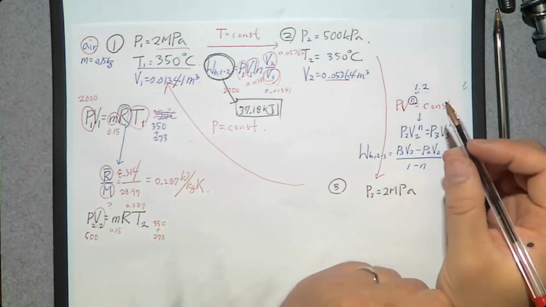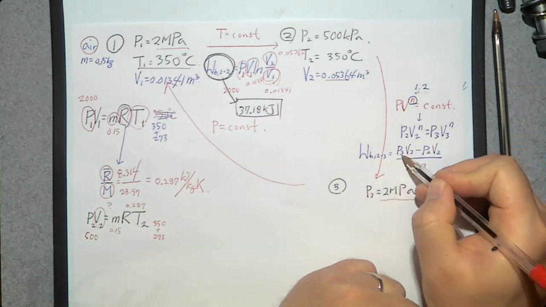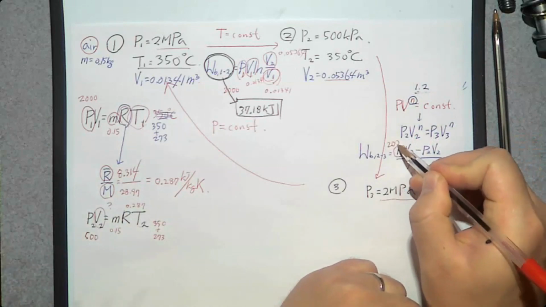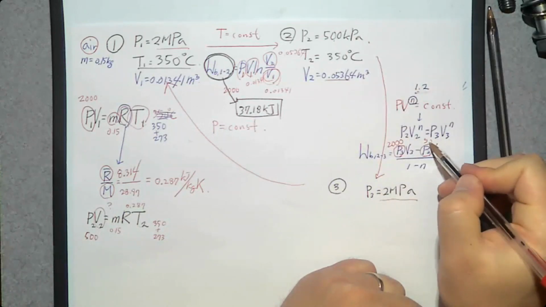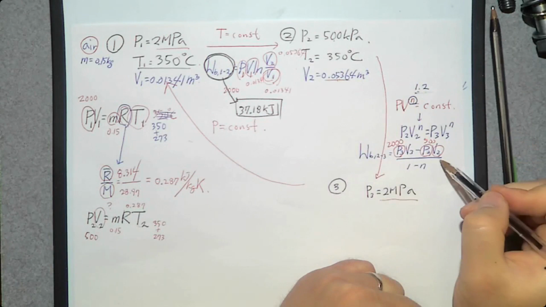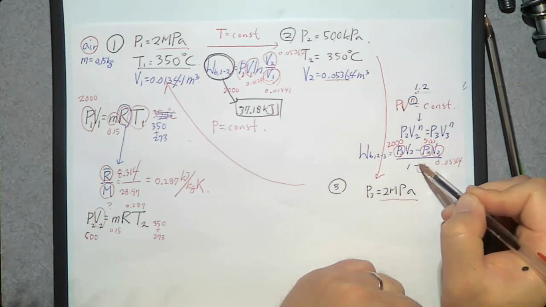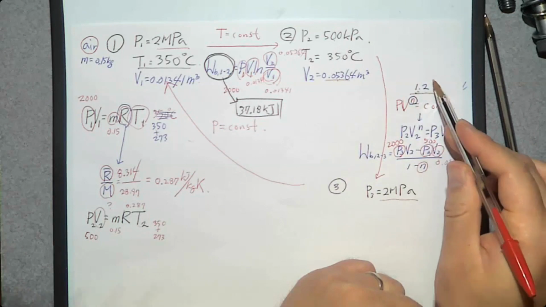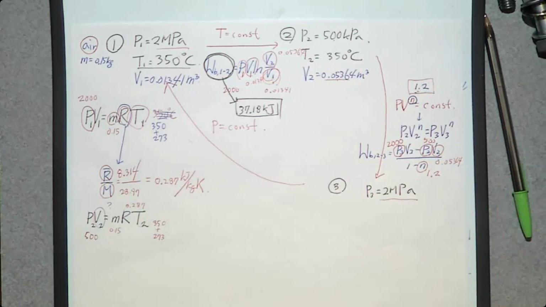So let's substitute all the numbers that we know, 2 megapascal. So this one is 2000. P2, 500. V2, this number, 0.05364. And N, it is the polytropic exponent, 1.2. So sounds like we know most of them except V3. So we need to determine V3.